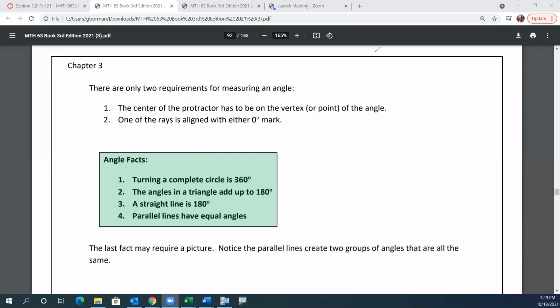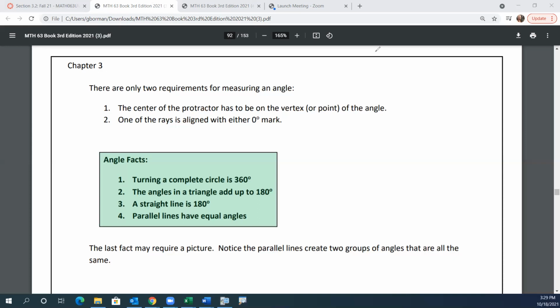All right, so in this section, we're talking about angles, a whole bunch. So anyway, here are 4 of the main rules about angles. So let's talk about them real quick. So if you have rule number 1, turning a complete circle is 360 degrees. That probably doesn't come as a surprise to you.